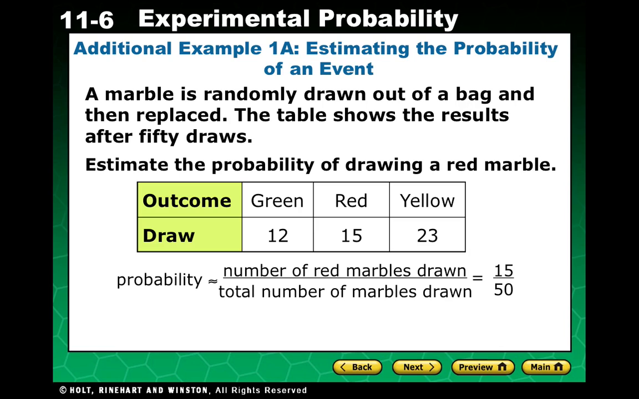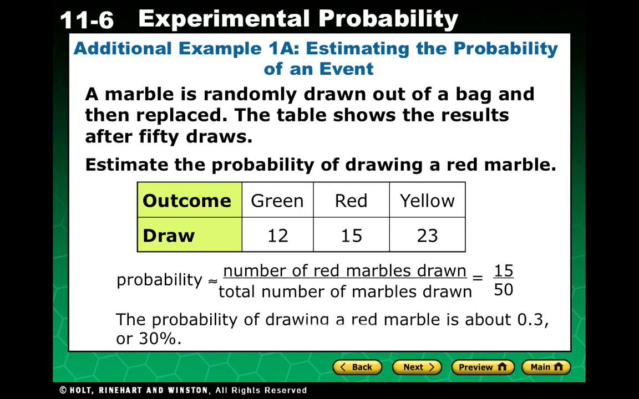Okay, so we want to know out of 50, how many are red, and there are 15 red, and then the total number drawn is 50. So 15 divided by 50 gives us about 0.3 or 30%. So the probability of drawing a red marble is about 30%.